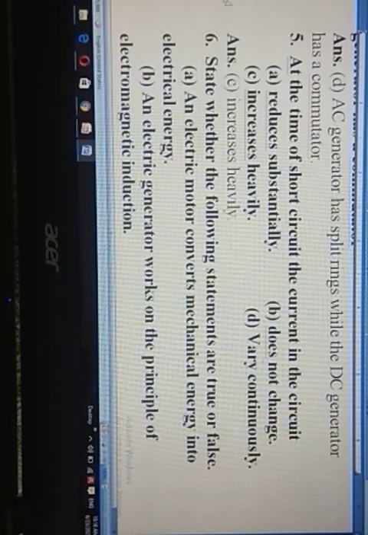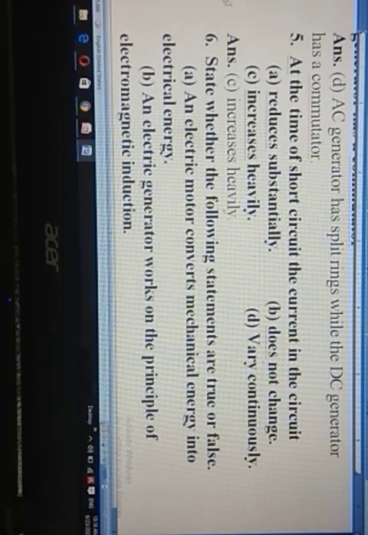Question number 5. At the time of a short circuit, the current in the circuit A, reduces substantially. B, does not change. C, increases heavily. Or D, varies continuously. The answer is C, increases heavily.